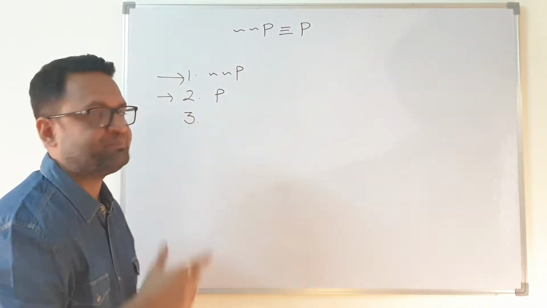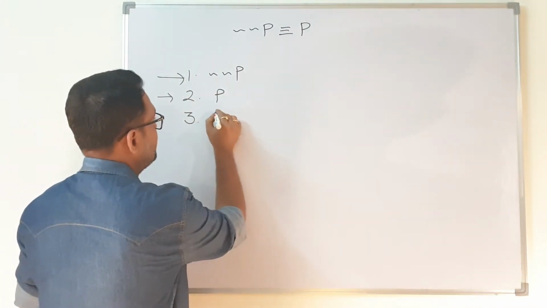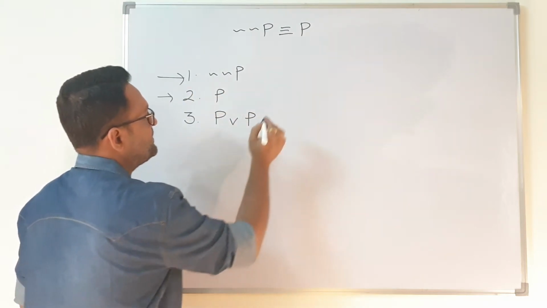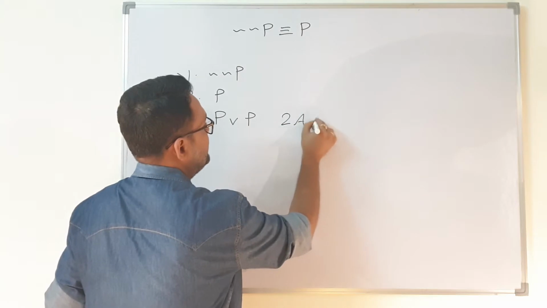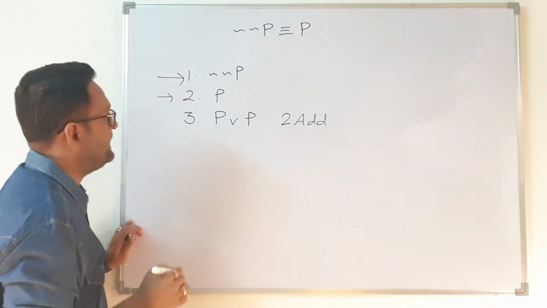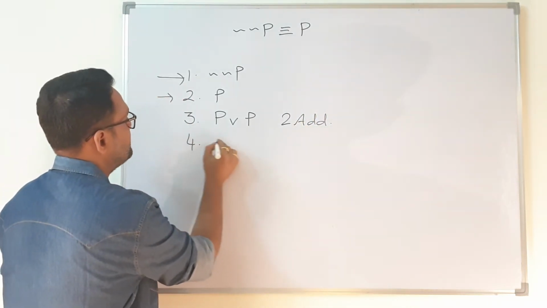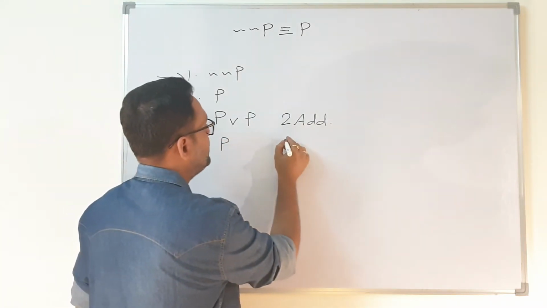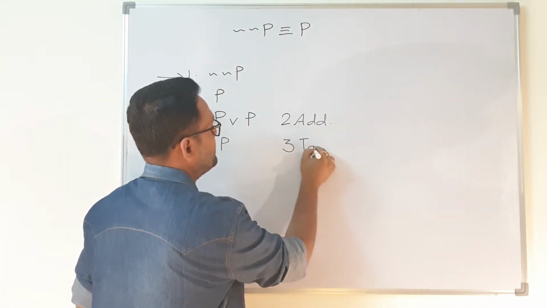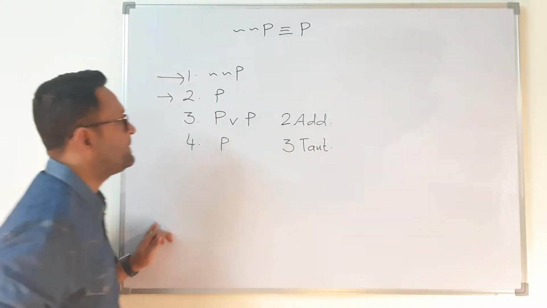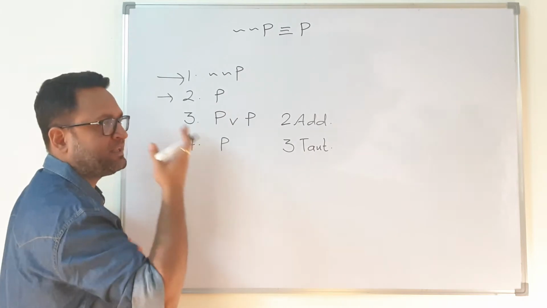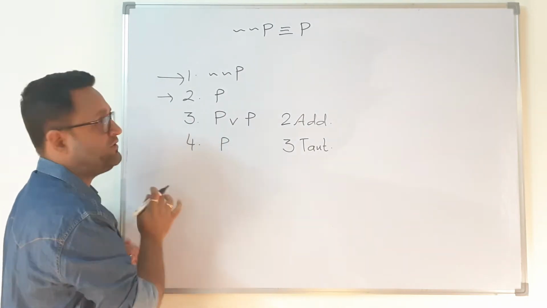So I have taken P. Now on the third line, I am adding P over here only. So on 2 I have added P. This is the idea. And on the fourth line, I recreate P again. Let me see if I can do it. On the third, I have put tautology and I have taken out P, because I can say P implies P. This is the way you create it.